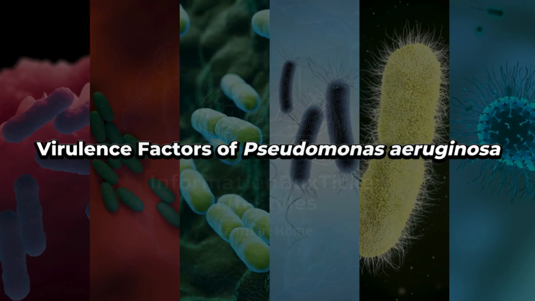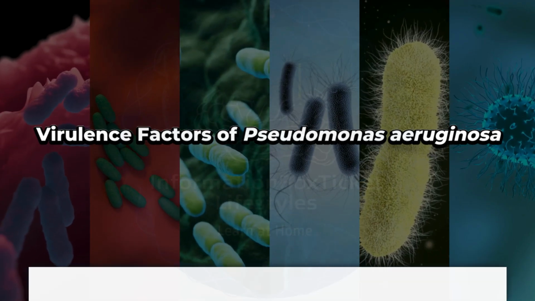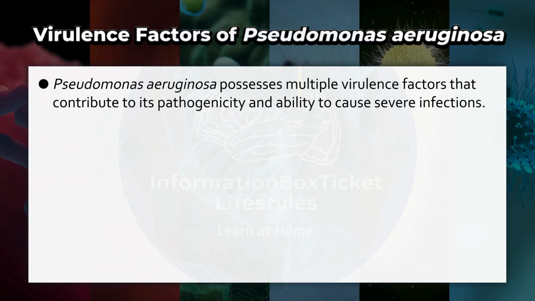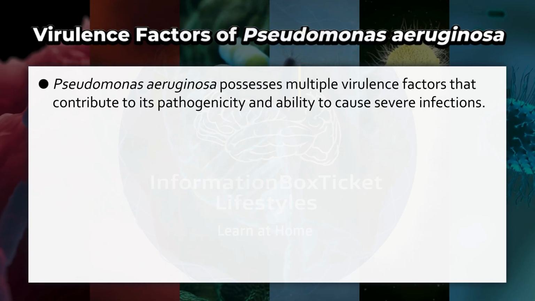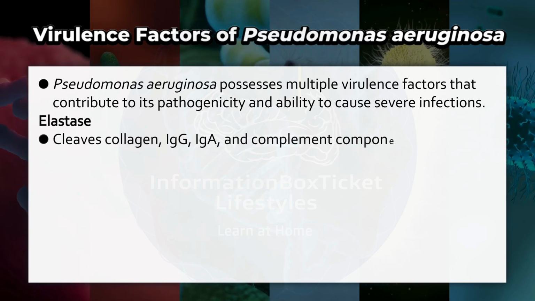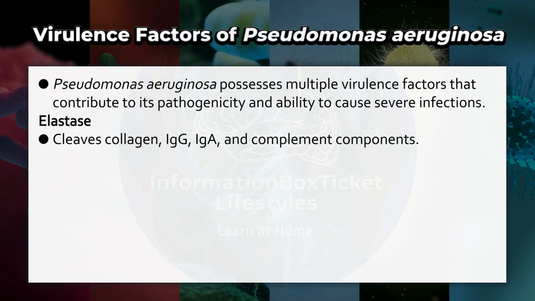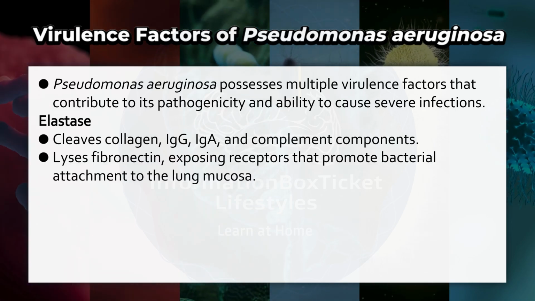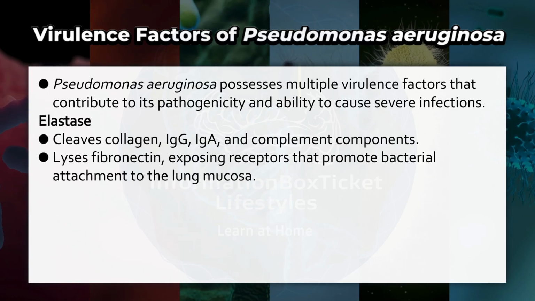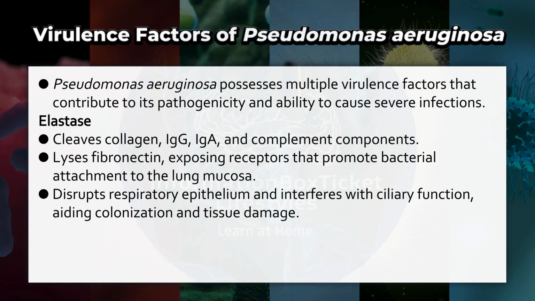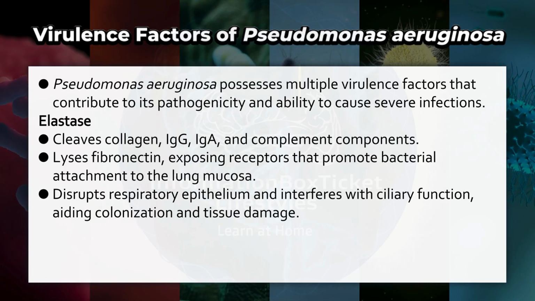Virulence factors of Pseudomonas aeruginosa. Pseudomonas aeruginosa possesses multiple virulence factors that contribute to its pathogenicity and ability to cause severe infections. Elastase cleaves collagen, IgG, IgA, and complement components. It lyses fibronectin, exposing receptors that promote bacterial attachment to the lung mucosa. It disrupts respiratory epithelium and interferes with ciliary function, aiding colonization and tissue damage.